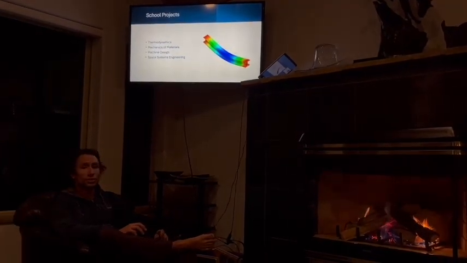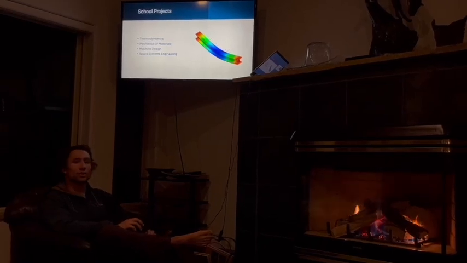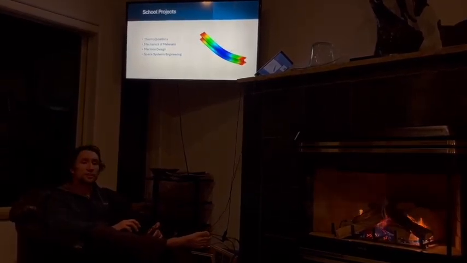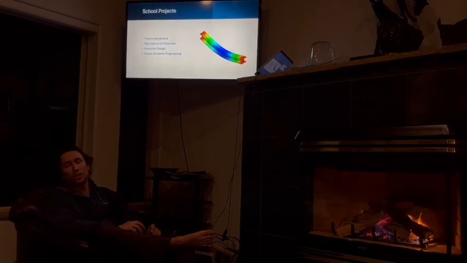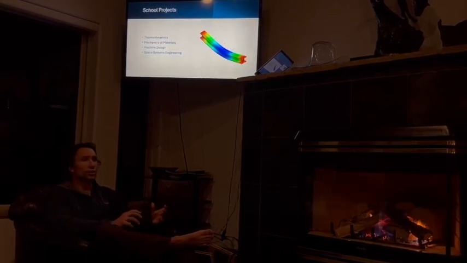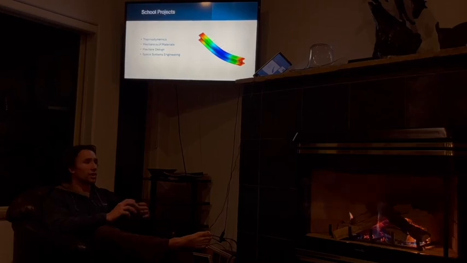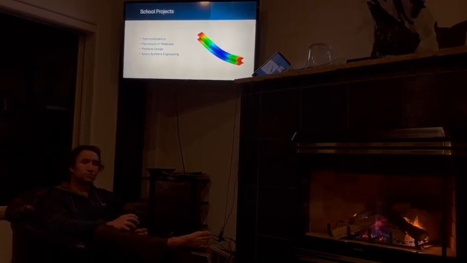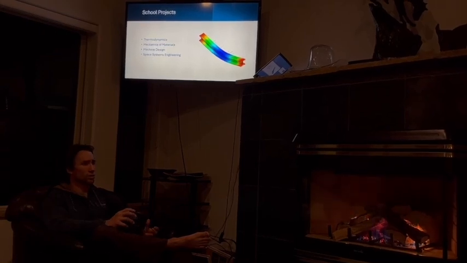So some school projects. The main school projects that required communication were in thermodynamics, mechanics of materials and machine design, and space systems engineering. And these were just various team projects where I'd have to communicate with my team members on how to break up the workload and how to kind of solve these problems that we were given.